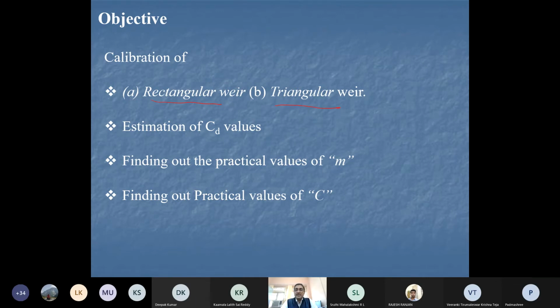So it's basically called calibration. We can say calibration of rectangular and triangular weirs. What is calibration basically? Anybody? What is calibration? How to define calibration? Anybody? No one is speaking. What happened?